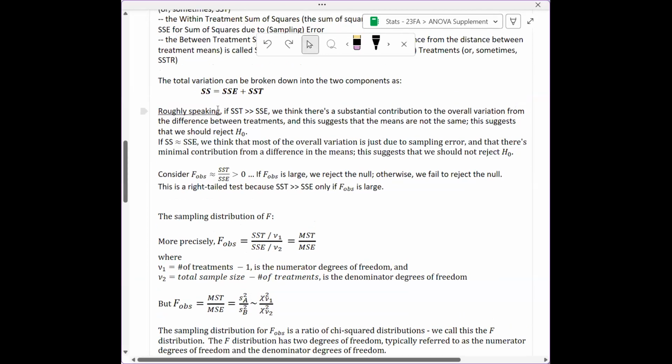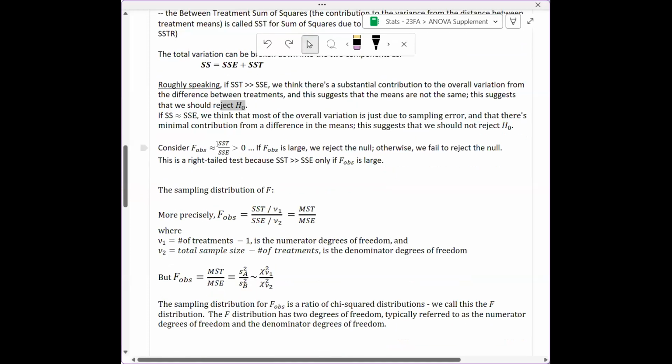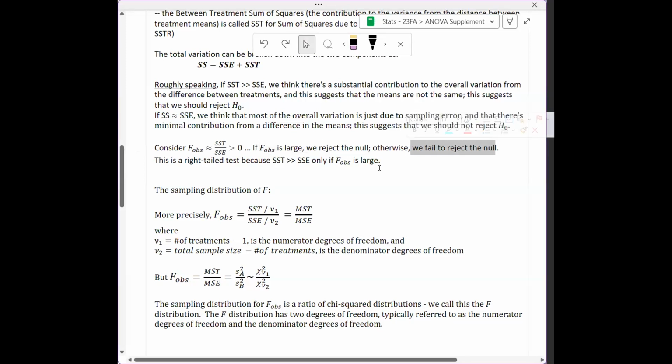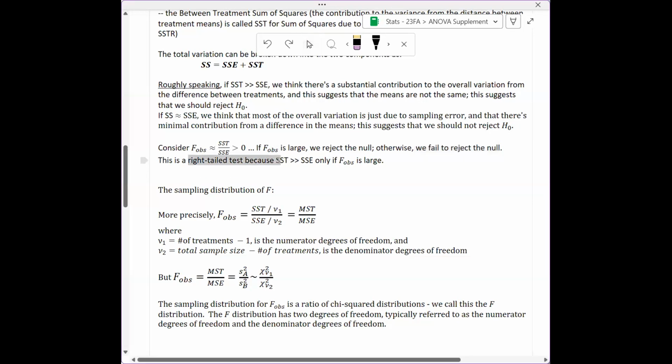And remember what we said, that if the sum of squares between treatments, the sum of the squares due to the treatment differences, is much larger than the sum of the squares due to just sampling error, we want to reject H naught. If SST is much bigger than SSE, that means F observed is a very large positive number. So if F observed is large, we reject the null. Otherwise, we fail to reject. So this is a right tail test.